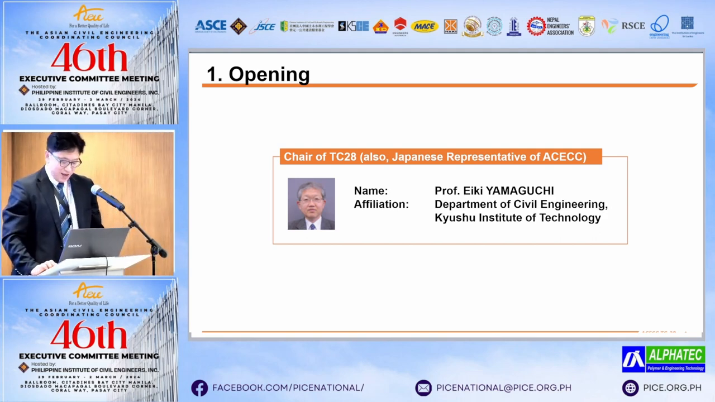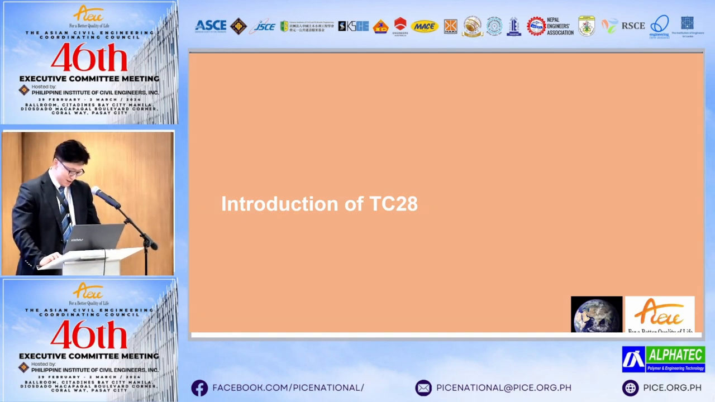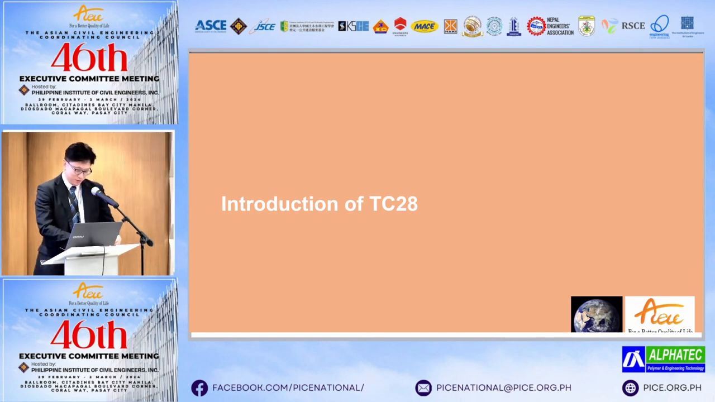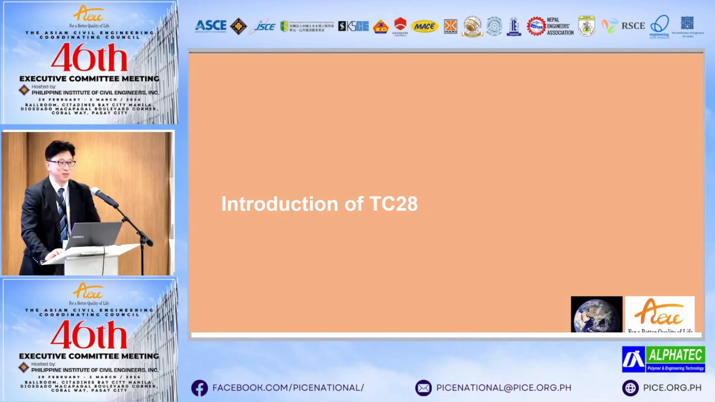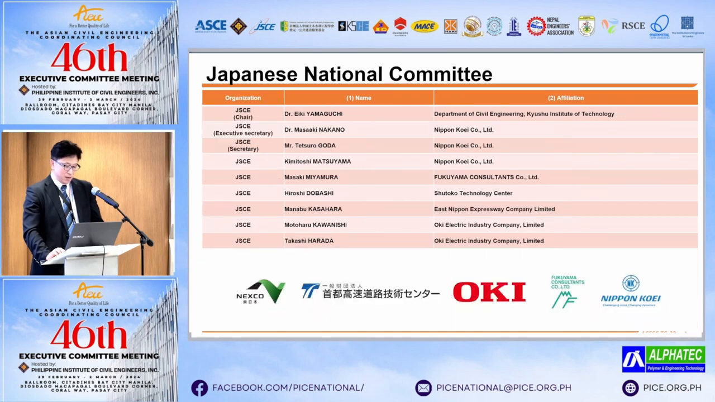Thank you, Professor Yamaguchi. Our chair already explained the objectives of TC-28. For people attending a TC-28 seminar or meeting for the first time, I will briefly introduce some of the objectives and activities of TC-28. Here are the TC members shown here. We have 15 representatives from nine Asian societies, and also we have a Japanese National Committee who are supporting the TC members.